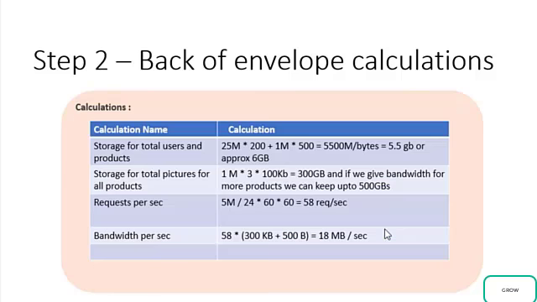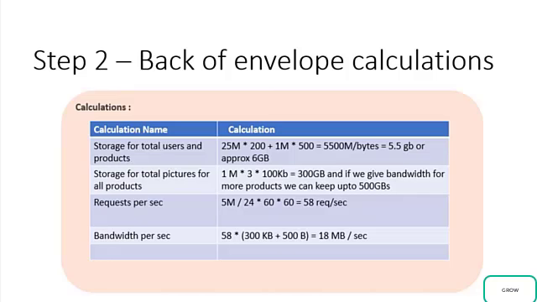Now let's do some calculations. So storage for the total users and products. So we said 25 million is total number of users and each user's metadata is around 200 bytes, plus 1 million into 500 bytes for the total number of product metadata. So this gives us roughly around 6 GB of data that we need for storage for users and products metadata.